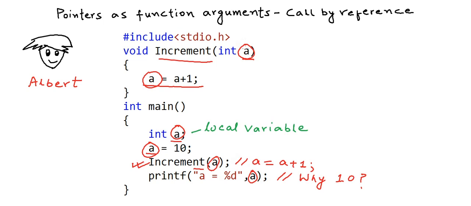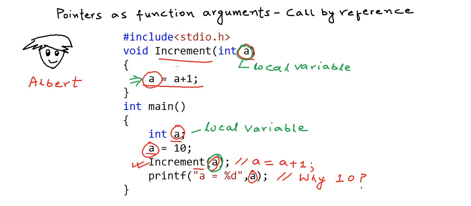So these two a, this a in the function increment and this a in the function main, are actually not the same a. The a in the function increment is another a. When main calls the function increment and passes this a as argument to the function, then only the value of a is copied to this another a, which is another variable local to the increment function.